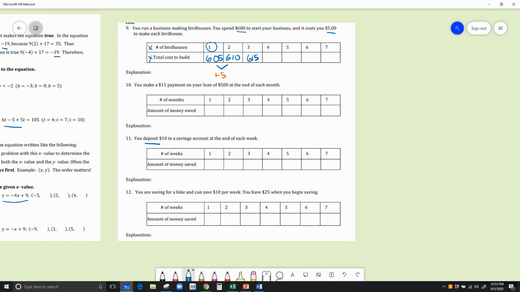This one right here, you're making a $15 payment on a loan. And then it wants to know how much money you owe. So if you're paying on a loan, think about what that means in regards to the remaining amount that you would owe. If you owe me $500 and you pay me $15, does the amount of money you owe go up or down? So think about that.